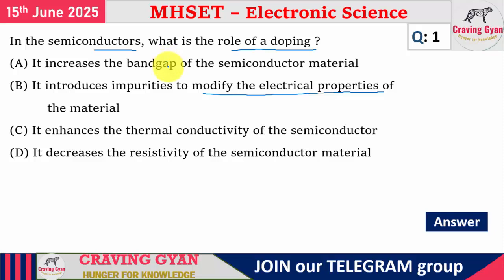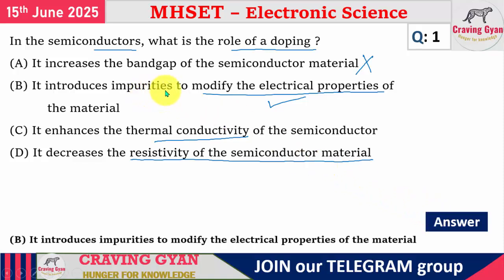In the case of a semiconductor, when you add doping, you want to increase the conductivity. Nothing but you are going to modify the electrical properties. You are going to decrease the band gap. So the first option will be the wrong one. The suitable option is option B, it introduces impurities to modify the electrical properties such that the band gap you are going to vary. So the suitable option is option B.